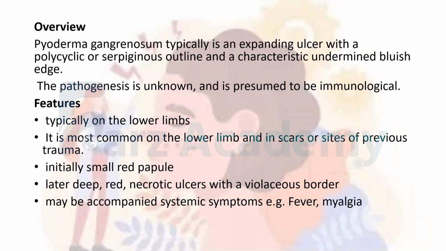What are the features of pyoderma gangrenosum? So it typically affects the lower limbs, most common on the lower limb and in scars or previous sites of trauma. It is initially seen as a small red papule. Later, it becomes deep red and forms a necrotic ulcer with a violaceous border or a purple colored border. And it can later be accompanied by systemic symptoms, for example, fever and myalgia.